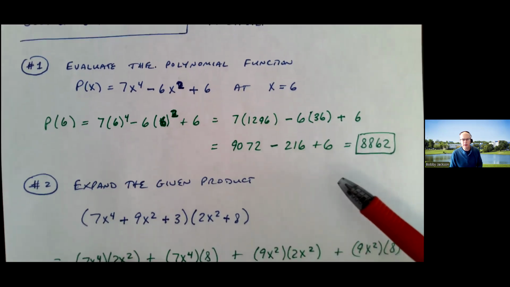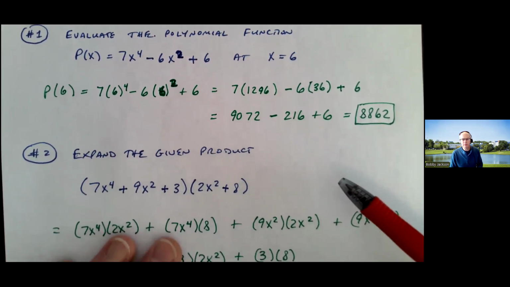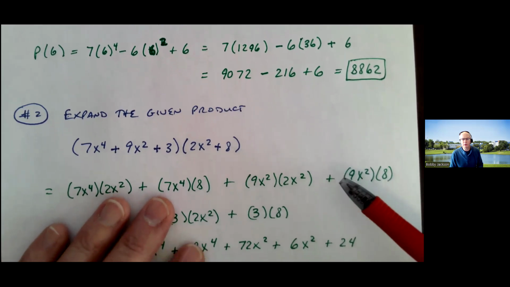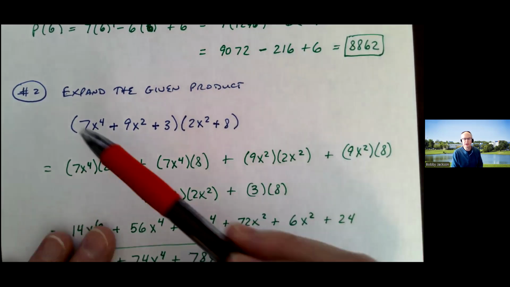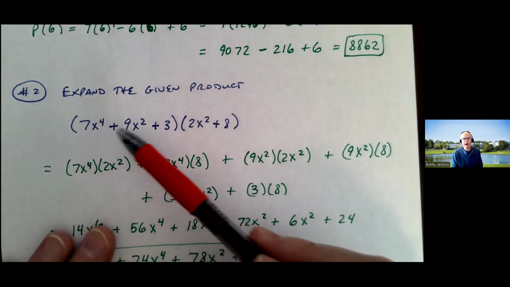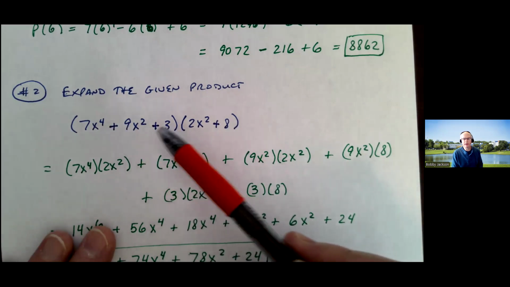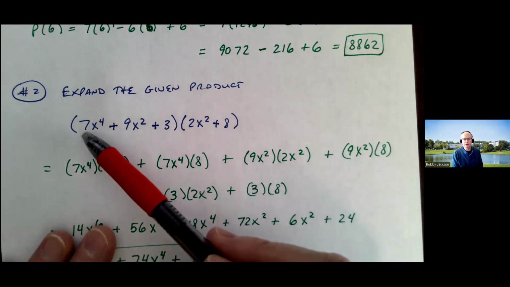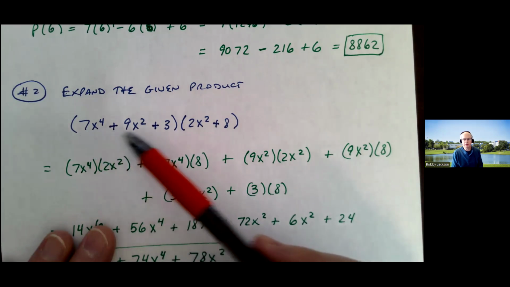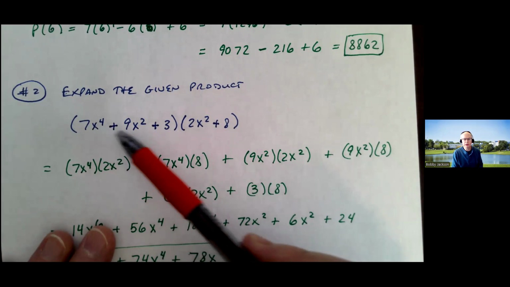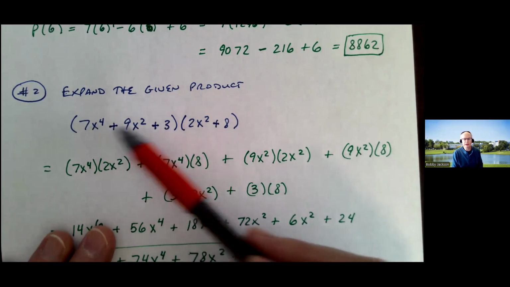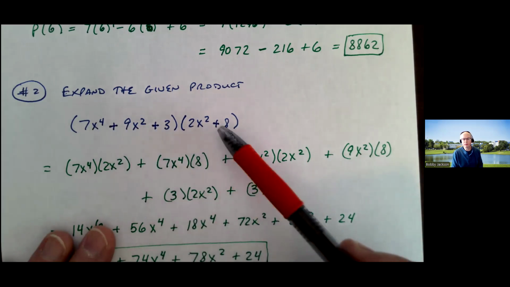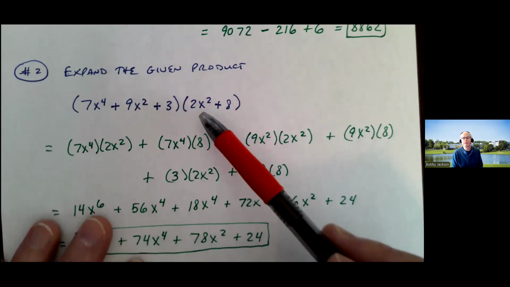The next step is to just review multiplying polynomials. And so expand means to multiply out this product here. You have a trinomial times a binomial. So remember how this basically works when we're multiplying polynomials. Each term in the polynomial on the left needs to be multiplied by each term of the polynomial on the right.